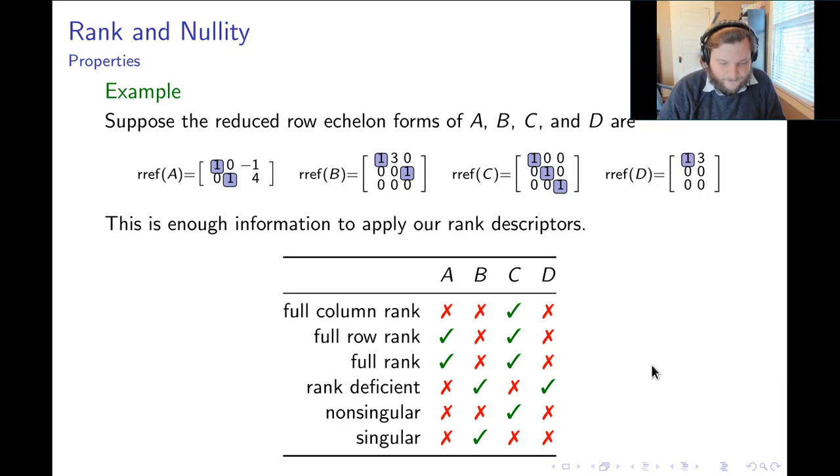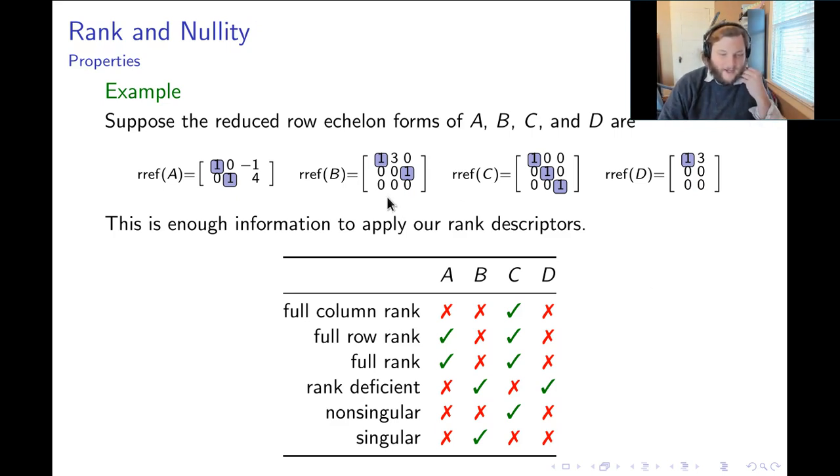What about the term non-singular? Non-singular is a descriptor that applies to a square matrix that is full rank. Of these four matrices, only B and C would be square, but B has rank 2 even though it's 3 by 3, and C is rank 3 and 3 by 3. So C is non-singular, and remember, singular means square and the rank is less than the number of columns.